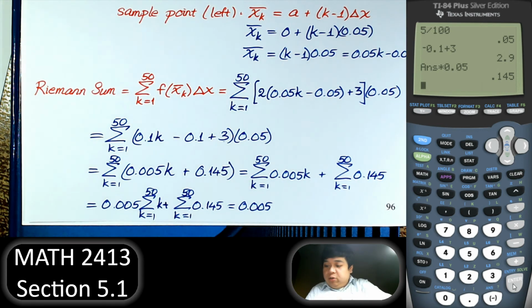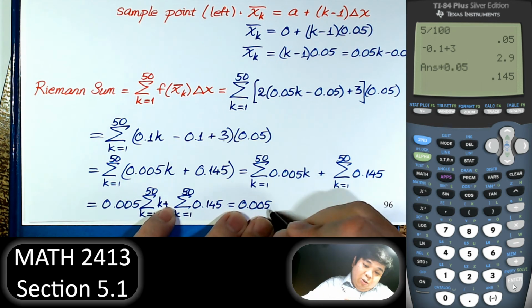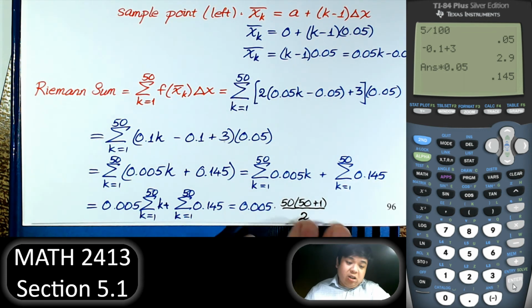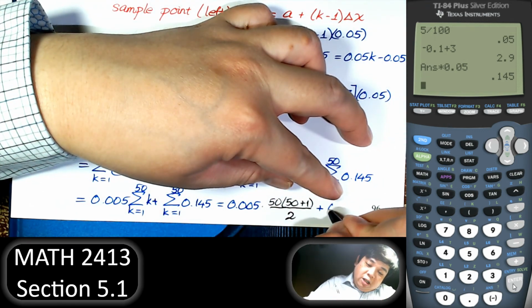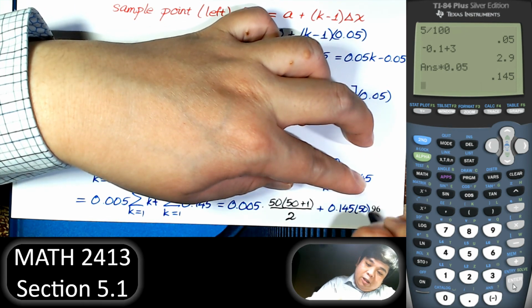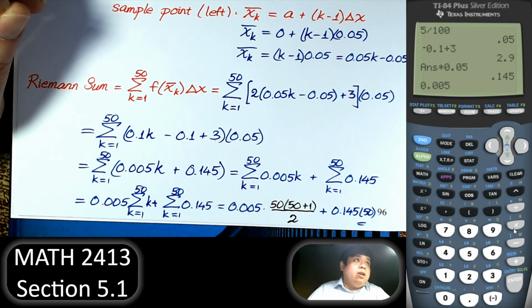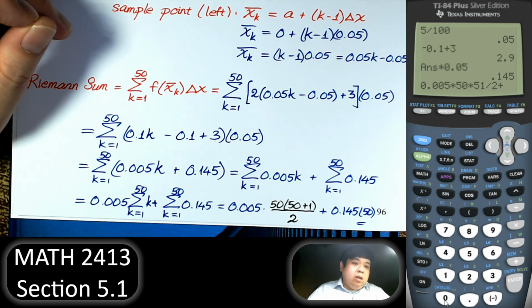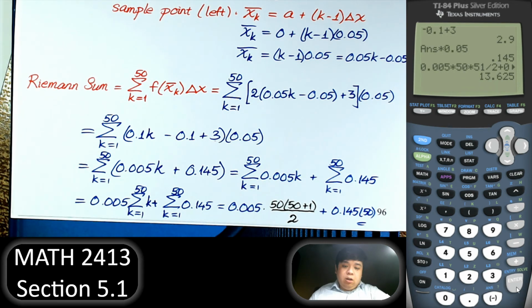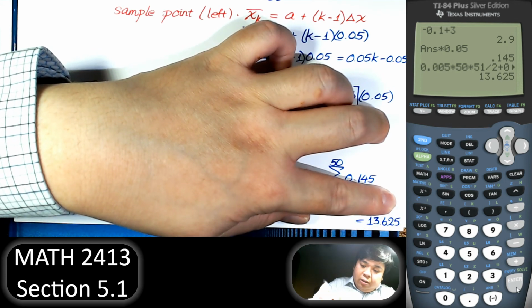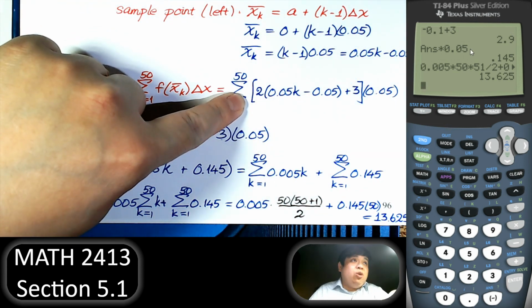0.005 times the sum of everything from 1 to 50 on the index from 1 to 50, that is equal to 50 times 50 plus 1 divided by 2. So that's why we need to know the formulas of the summation. And then this is the sum of all the constants, 0.145 times 50. Do all of that: 0.005 times 50 times 51 divided by 2, plus 0.145 times 50, which gives 13.625.